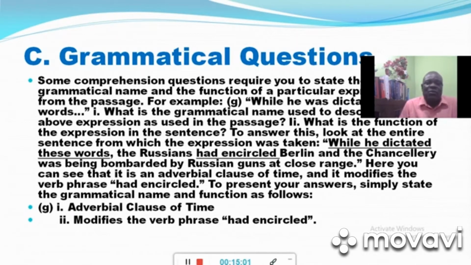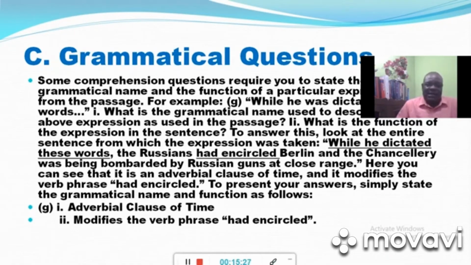And that is the question when, while he dictated these words. Then you look at it. He's talking about time. At a particular point in time, he was dictating these words. The Russians had encircled Berlin. When? While he dictated these words.